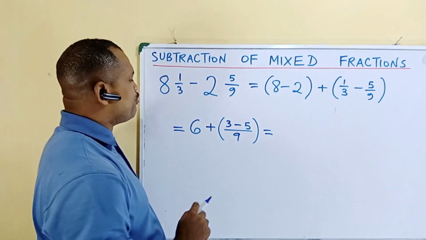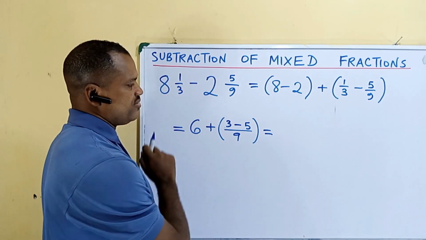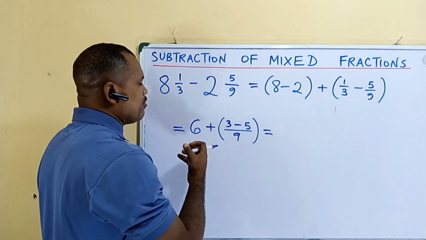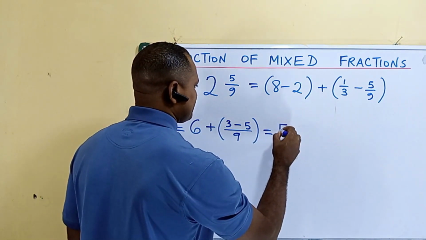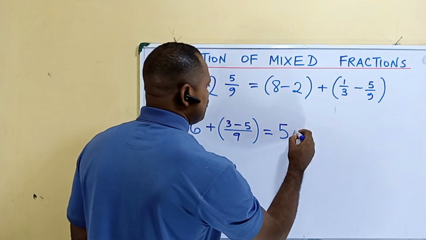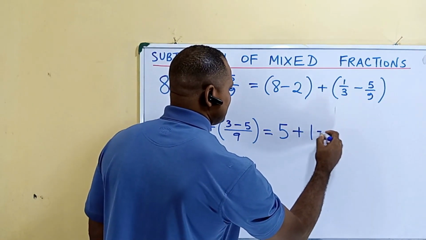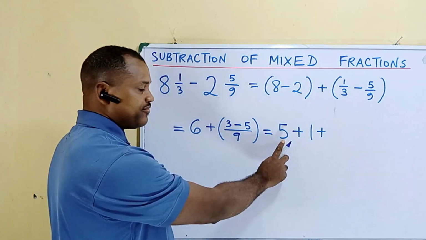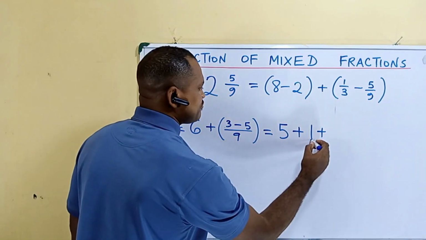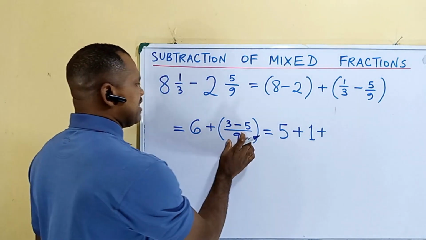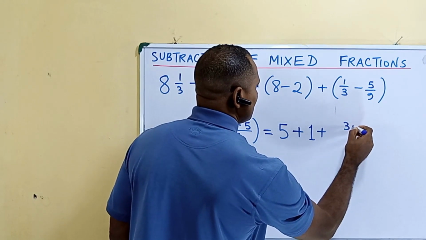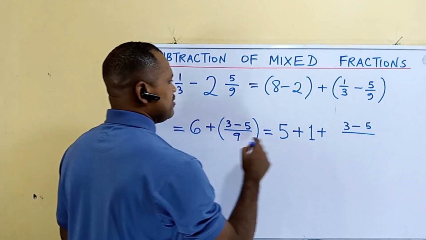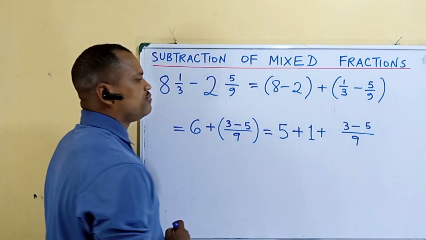So what you will do is borrow 1 from this 6. If you remove 1 from this 6, it will be 5. Plus the 1 you borrowed. Write it first like this, so that you'll see it. You have removed 1 from this 6, so it is 5. The one you removed, look at it here. Then you write your 3 minus 5 over 9. Good.